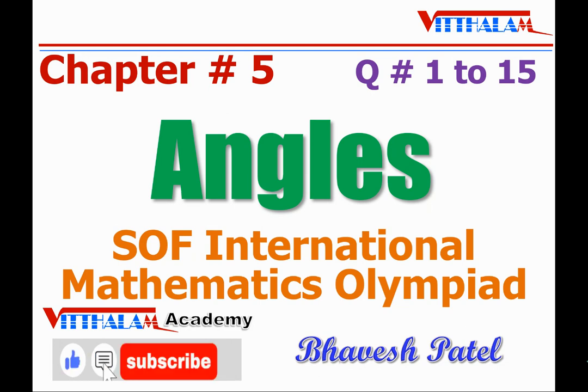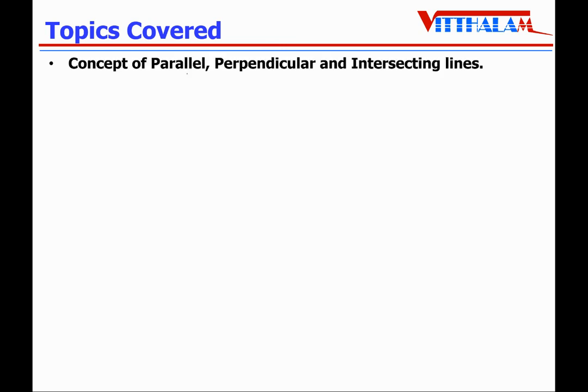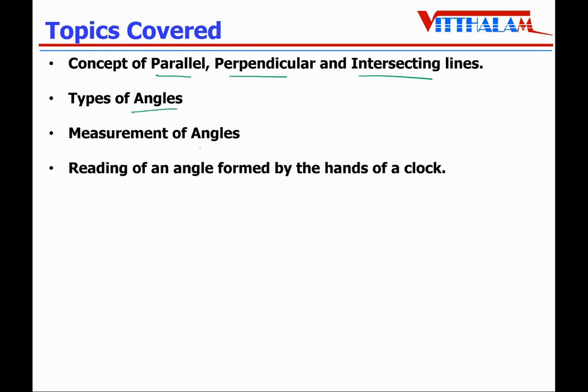So let's solve one by one. The topics which will be covered in this chapter: first, the concept of parallel, perpendicular and intersecting lines. We'll understand types of angles, then we'll do measurement of angles, then reading of an angle formed by the hands of the clock. So these are the topics which will be covered in this chapter.